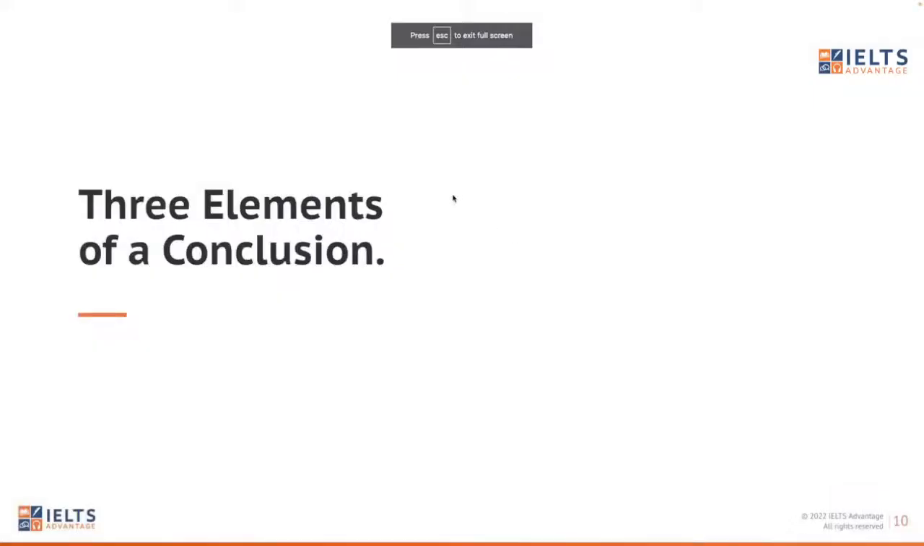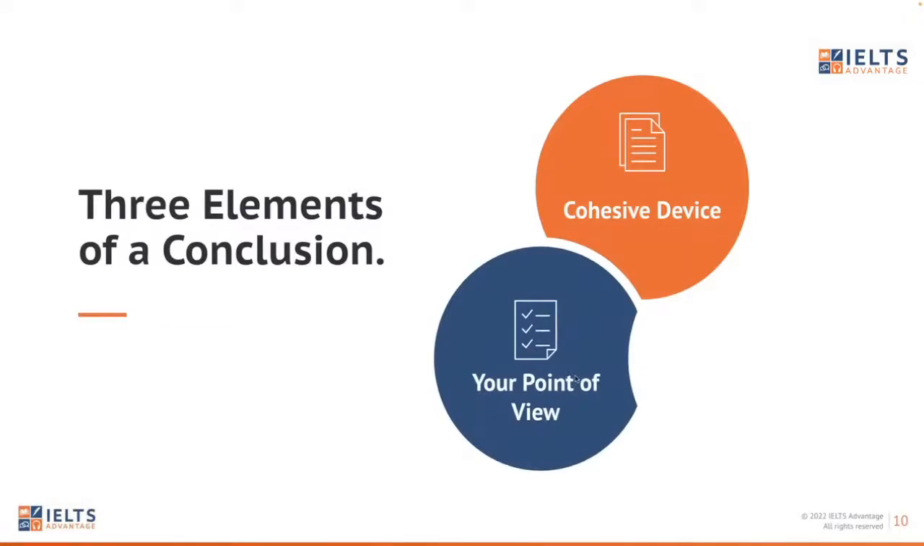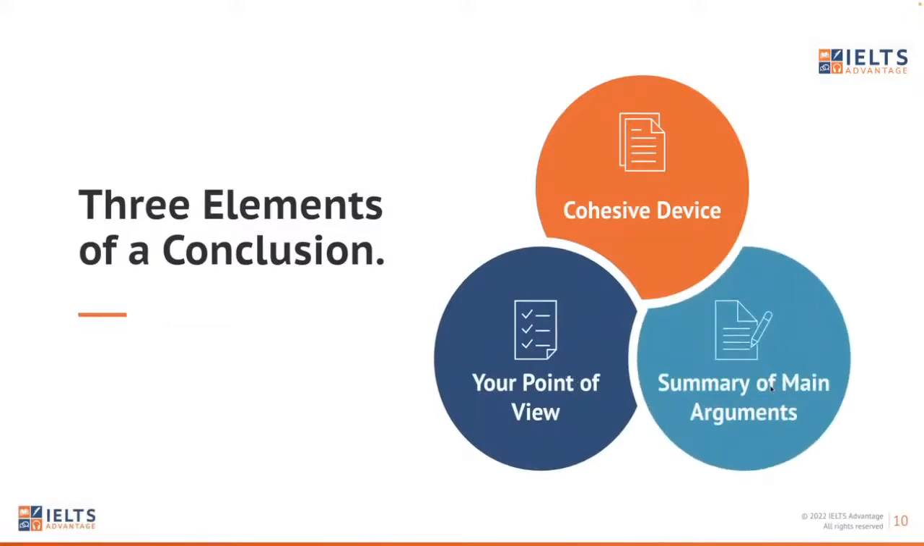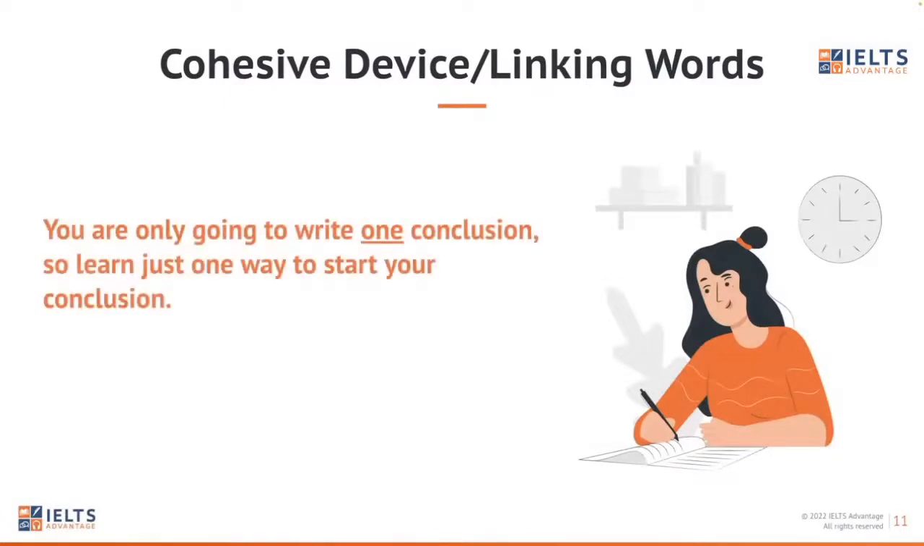So as always, what we're going to do is break a conclusion down into three elements. There's three parts of a conclusion: your cohesive device, this is also known as a linking word; your point of view, what you think about the question; and a summary of your main arguments, a summary of your main ideas. So which cohesive device, which linking word should you use? You are only going to write one conclusion. So learn just one way to start your conclusion.